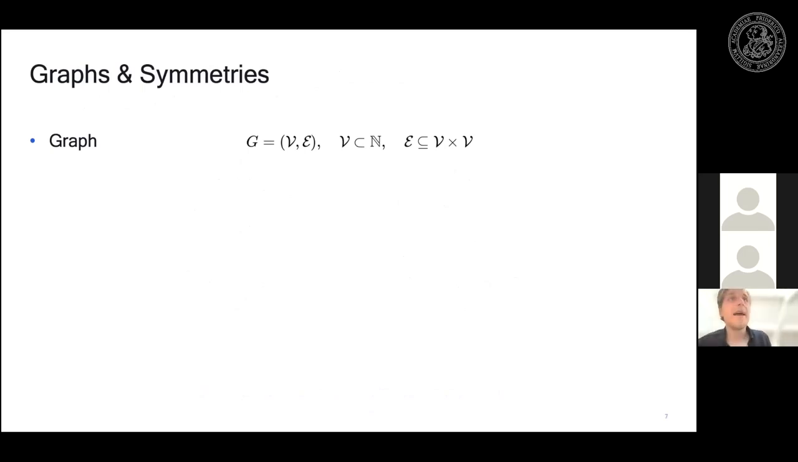What we mean here by a graph, or how we choose to formulate that, is that a graph is just a tuple of vertices and edges. And vertices here we take to be labeled by a natural number, because in the end in our computer, we need to store these vertices. Edges are relations on these vertices.